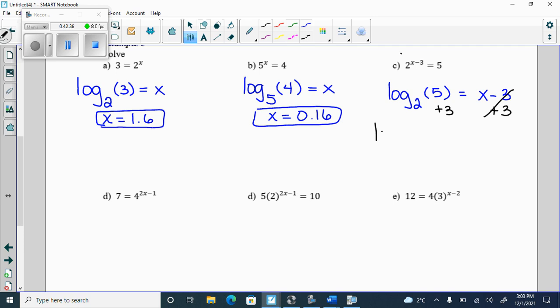So I get log base 2 of 5, close the bracket, add 3. This 3 does not join the 5. Don't make it join the 5. Don't let it join the 5. It will be back. And it equals x. x equals 5.3. Yep. Because this is 2.3 plus 3, 5.3.